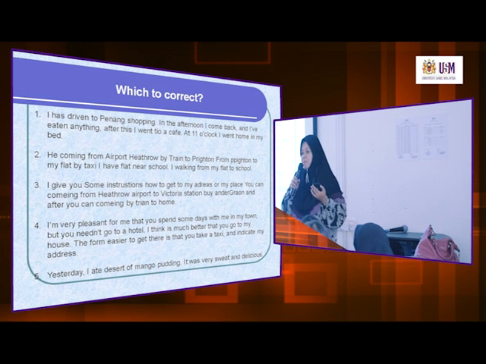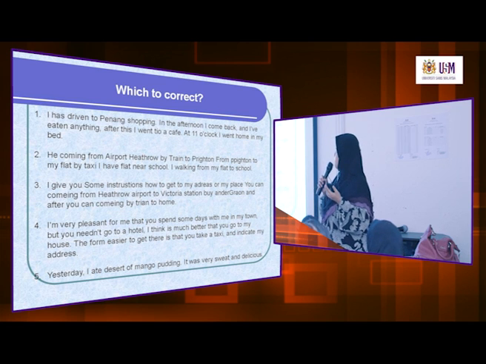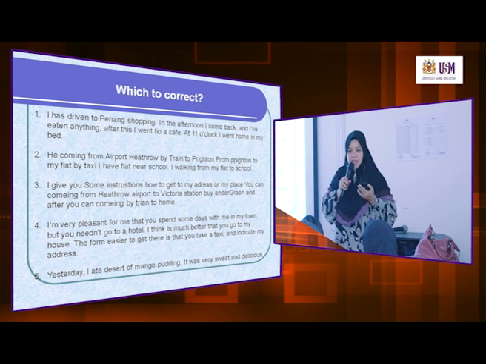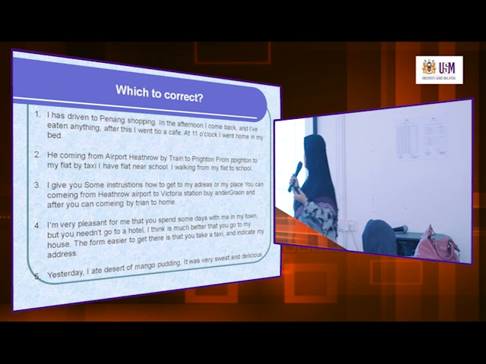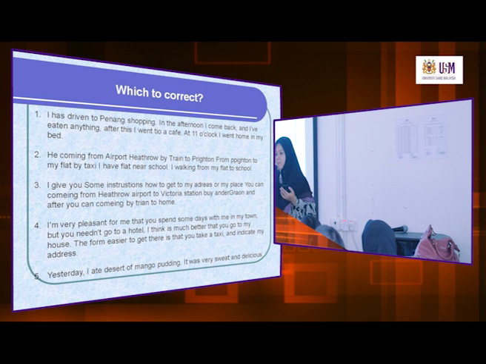Anything else? I've eaten anything is a wrong sentence. It's like I have not eaten. Yes. Meaning wise it should be changed, okay? Good. Anything else? After this I went to a cafe. Okay.